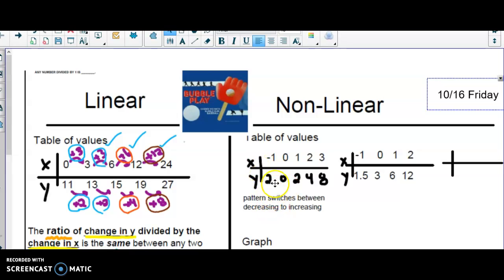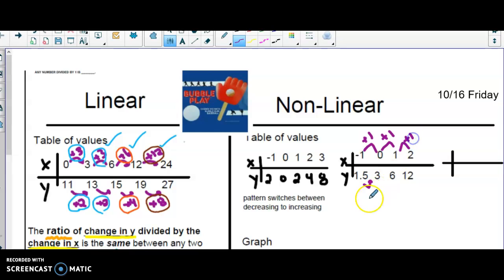So our first example switched from decreasing to increasing. So if the pattern goes from decreasing to increasing, it's not going to be linear. In our next pattern, it's increasing, right? But our x is always going up by 1, okay? But our y, it kind of varies. It goes up 1.5, and then 3 to 6 goes up by 3, and then 6 to 12, that's an increase of 6.